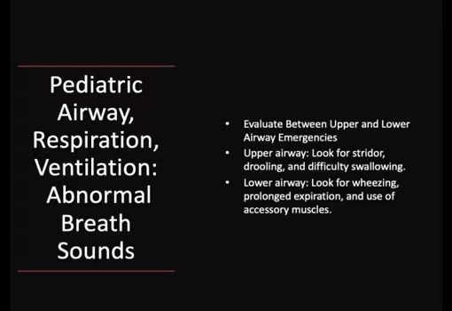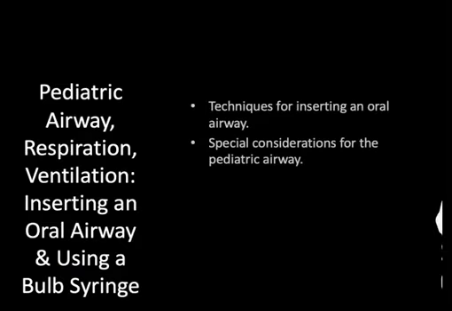A 4-year-old having difficulty breathing who's drooling and leaning forward. Now, they're going to have a fever as well. This is going to be epiglottitis. Now, this is because that leaf-like structure that controls whether air is going in or food is going in, that flap is swollen and it's not going to allow any drool to pass through. So they can't swallow. And so they're going to be leaning forward, drooling because they can't swallow. Inserting an oral airway and using a bulb syringe.